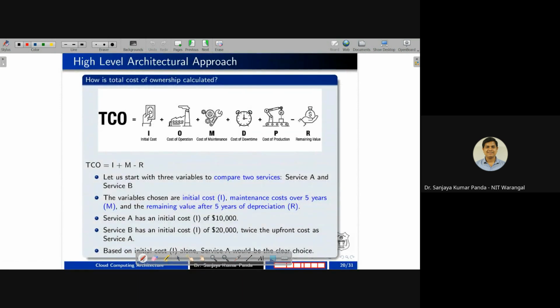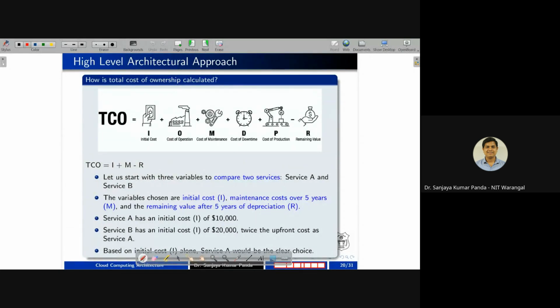Now coming to TCO, total cost of ownership. As we are talking about the cost, we need to know how to calculate the total cost of ownership. TCO depends upon many factors like initial cost, operation cost, maintenance cost, downtime cost, production cost, and remaining value. So we more or less add all the costs except the remaining value, right?